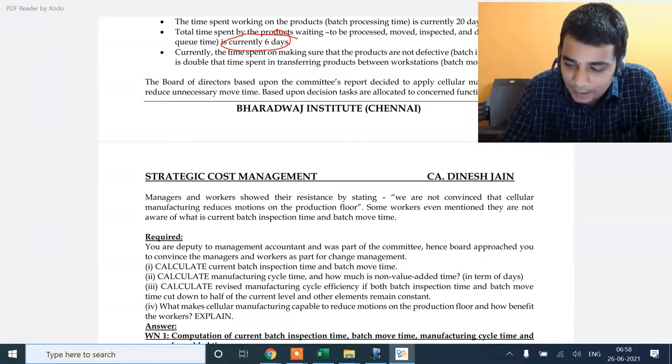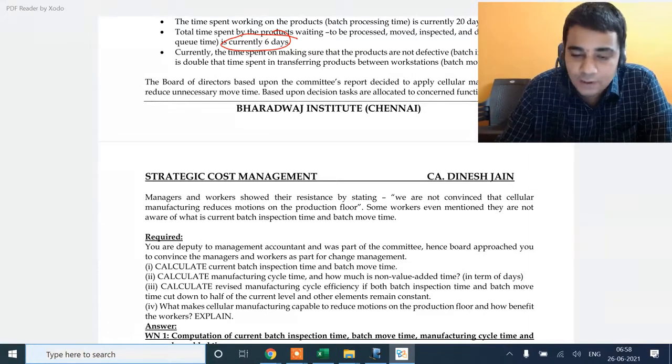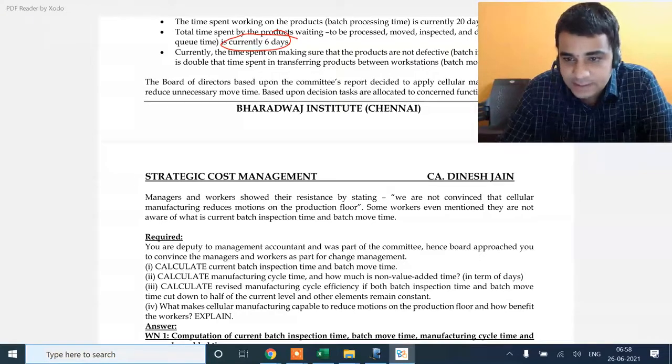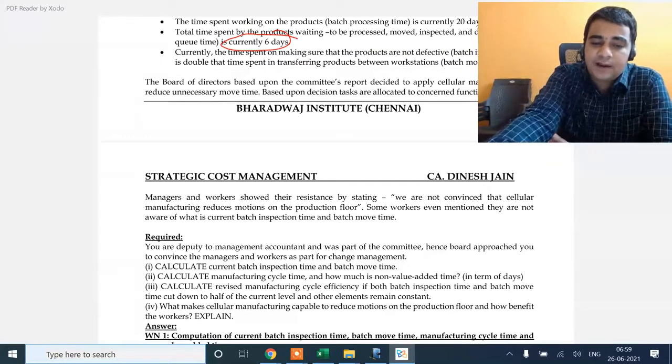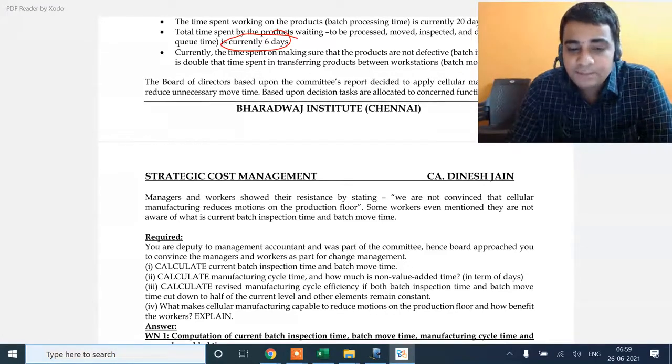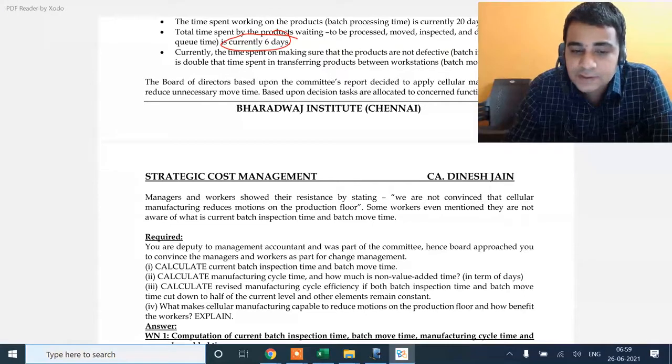This is what is going to happen. You are not going to be penalized in any way. Things are going to be good for you. So it becomes extremely critical for you to convince your employees and take them as part of this project. Somewhere the workers are saying we are not convinced how cellular manufacturing reduces movement on the production floor. So I will now have to explain how cellular manufacturing is going to help.